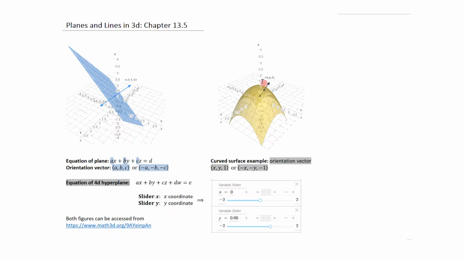Now for curved surfaces, as an example shown here, the orientation vector will depend on where you are on the surface.